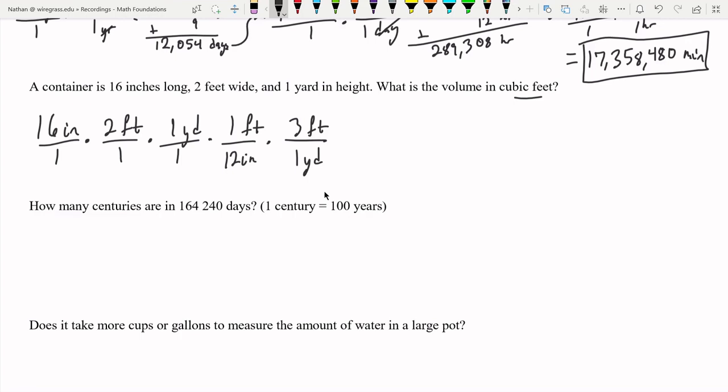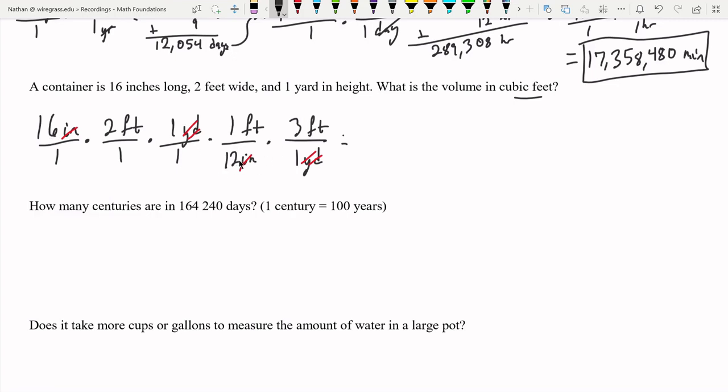And as long as my units are correct, then I know my answer is correct. Inches cancels, yards cancel, and I'm left with feet times feet times feet, or feet cubed, cubic feet, which is what I want. Okay, now I can reduce.